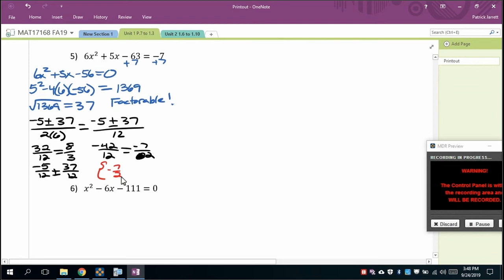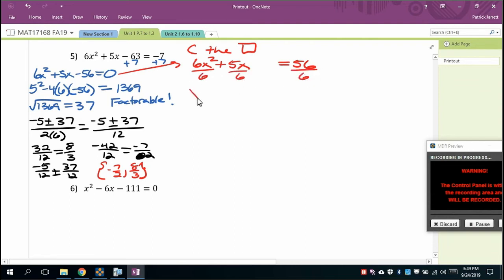So basically, we'll have negative 7 halves and 8 thirds for our solution. Now, let's complete the square. So we'll just have 6x squared plus 5x, and we'll move the 56 over. We'll divide out by 6. So we'll have x squared plus 5/6x equals 56 over 6, which, it's no big deal if you want to simplify it now or later, but it would be 28 over 3.